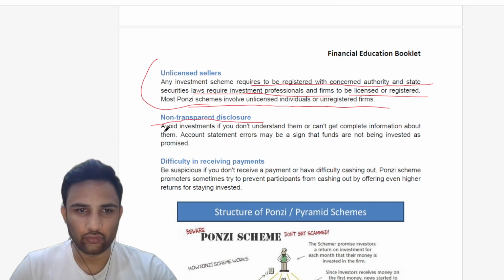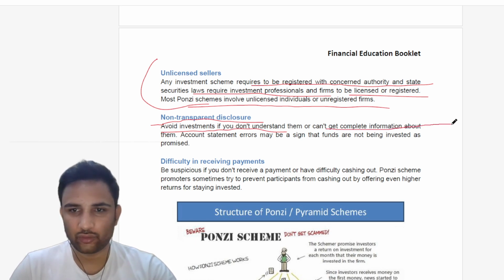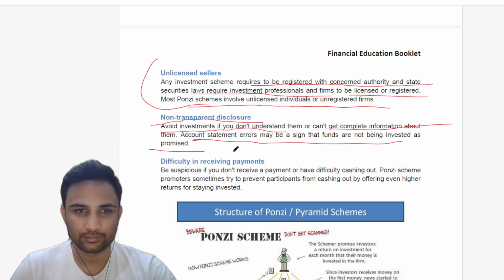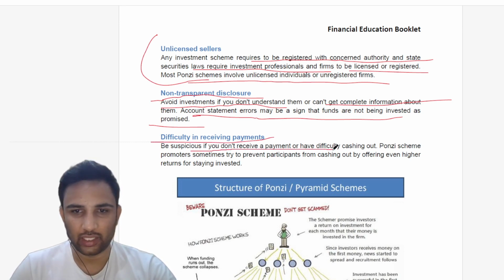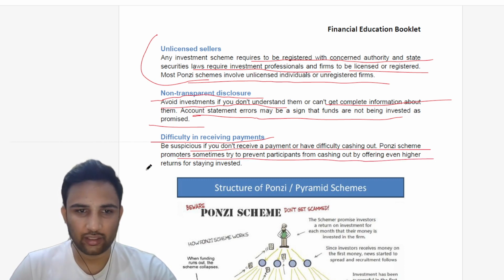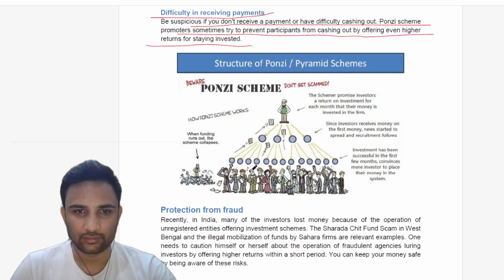Non-transparent disclosure. Avoid investments if you don't understand them or can't get complete information about them. Account statement errors may be a sign that funds are not being invested as promised. Difficulty in receiving payments. Be suspicious if you don't receive a payment or have difficulty cashing out. Ponzi scheme promoters sometimes try to prevent participants from cashing out by offering even higher returns for staying invested.